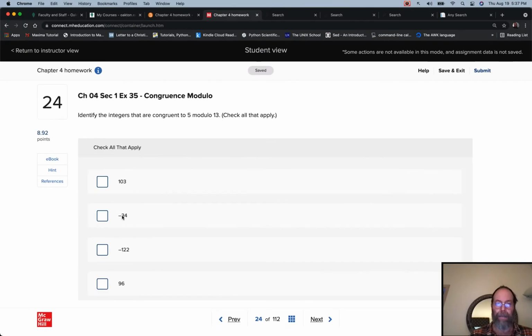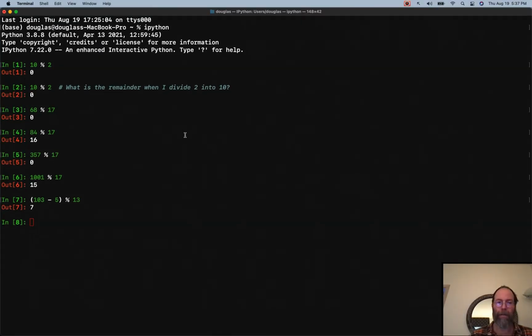So we're going to skip that one. What about negative 34? Negative 34 minus 5 mod 13. Yeah, that's going to be equal to 0. Because negative 34 minus 5 is negative 39, and negative 39 divided by 13 gives me a negative 3 with no remainder. The remainder is equal to 0.